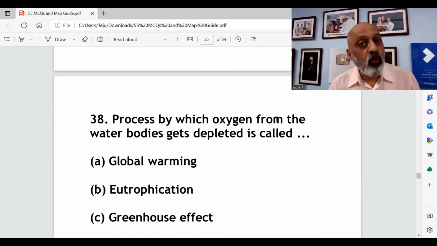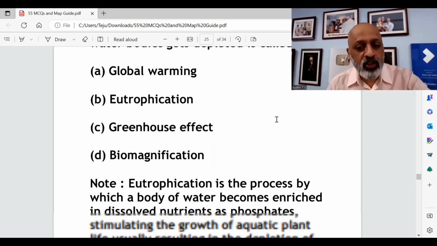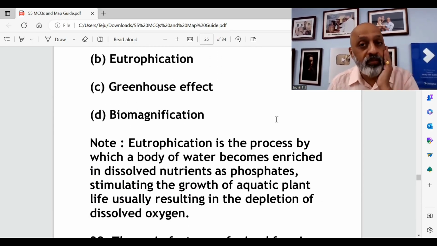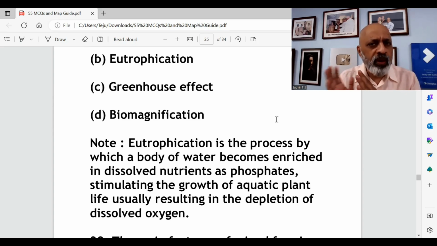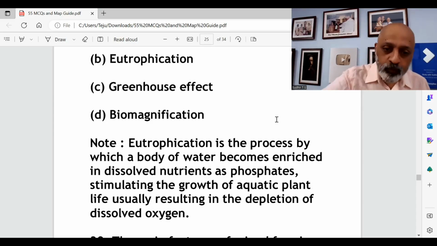Process by which the oxygen from the water bodies gets depleted, kam ho jata hai oxygen, is called global warming, socho, eutrophication, greenhouse effect, or biomagnification. The correct answer is B, eutrophication, because it's a process by which a body of water becomes enriched in dissolved nutrients such as phosphates, stimulating the growth of aquatic plant life, usually resulting in the depletion of dissolved oxygen. अब इसमें कुछ लोग बोलेंगे eutrophication syllabus में है या नहीं है, because कई schools में ये part नहीं पढ़ाते हैं, but please know what is eutrophication. आपके भले के लिए बोल रहा हूँ.